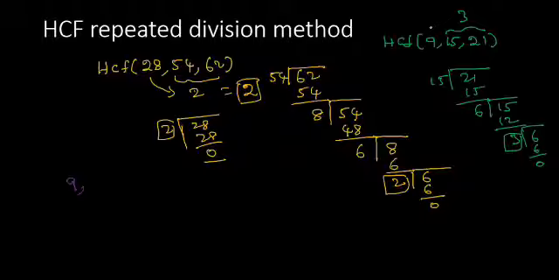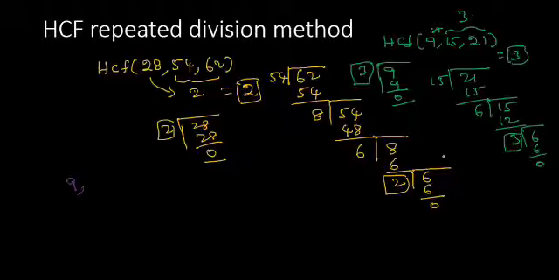Now, we take 9 and 3. We have to find the HCF of 9 and 3. 9 is the biggest number and 3 is the smallest number. So, divide the biggest number 9 by 3. How many times does it go? It goes 3 times, so you are left with 0. Now, the HCF is 3 for this one.